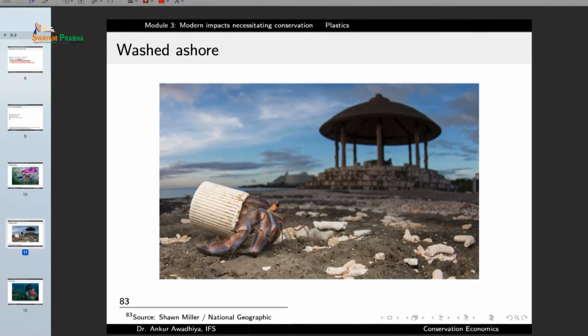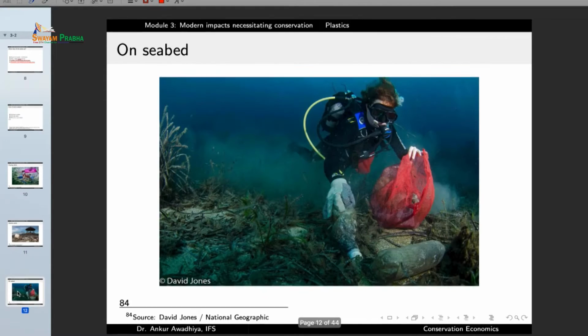Or plastics can come to the shore, and when they come to the shore, some of the animals may start interacting with these plastics, and at the same time, it also makes it very dirty. Or you can find plastics on the seabed. So here you can see this person is picking up certain plastics that are there on the seabed.